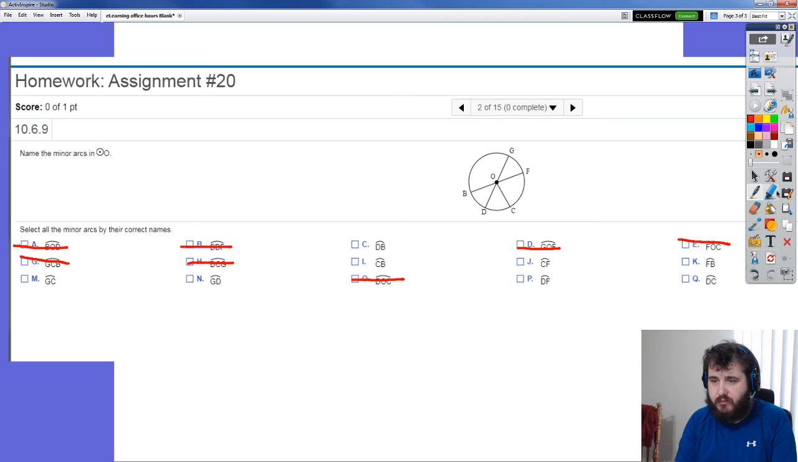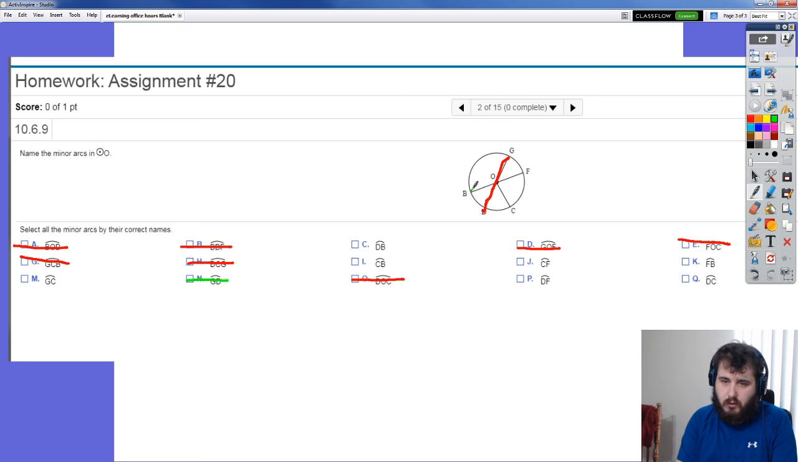Because you look at this one and you say, okay, right here, this is a diameter, right? Going from G to D. So if I say arc GD, that is not a minor arc. Or DG. GD or DG, either of those is not a minor arc. So you know that we have to cross that one out too. So let's see if we see any GDs. Oh, here's GD. That's out. How about DG? Okay, so we're good there.